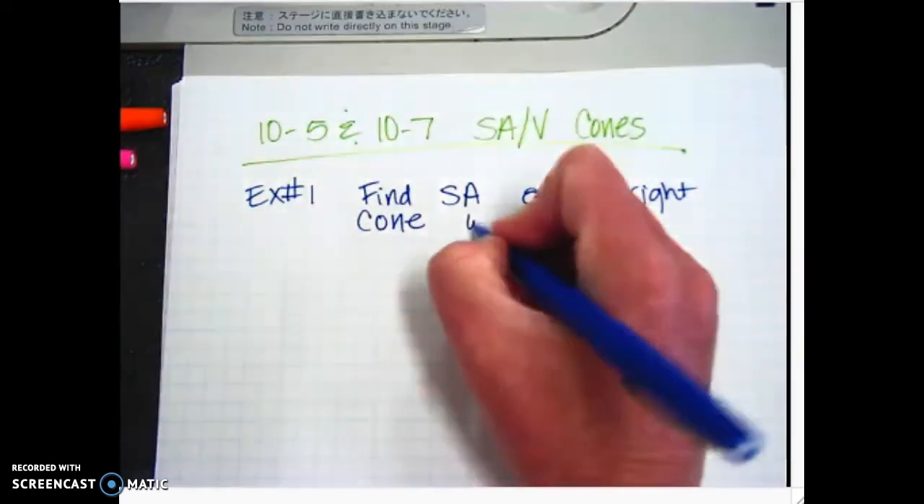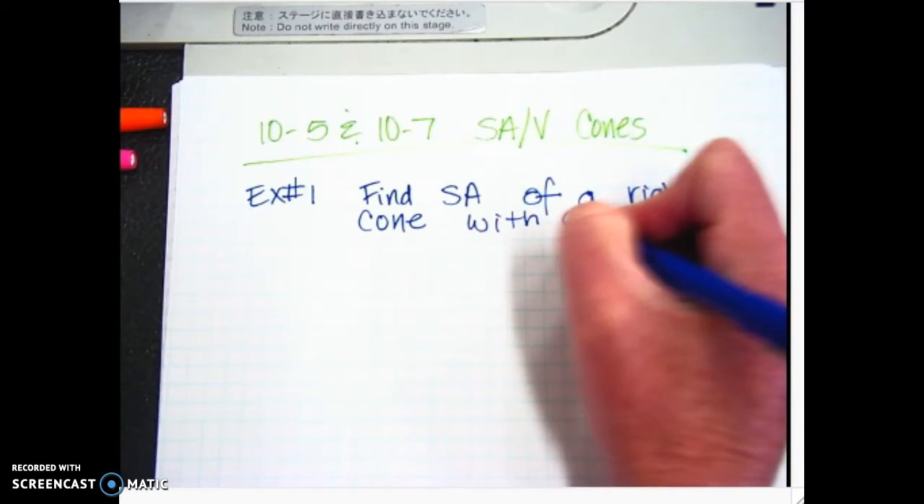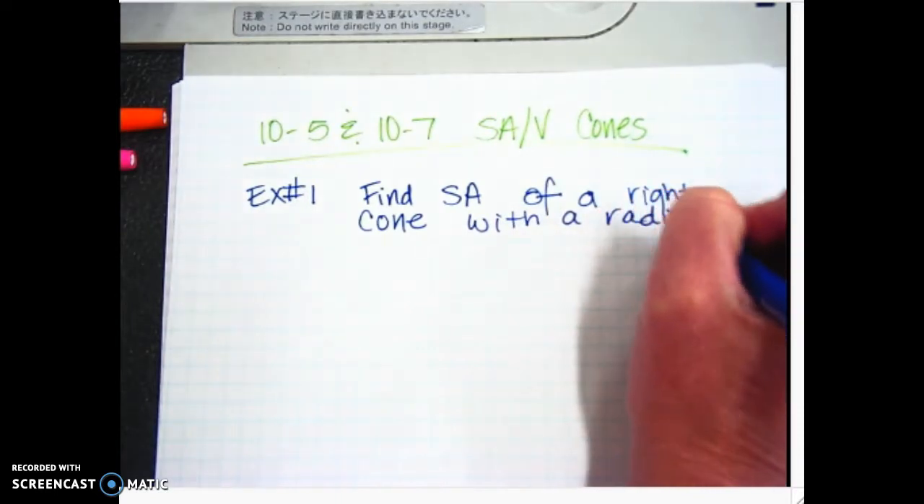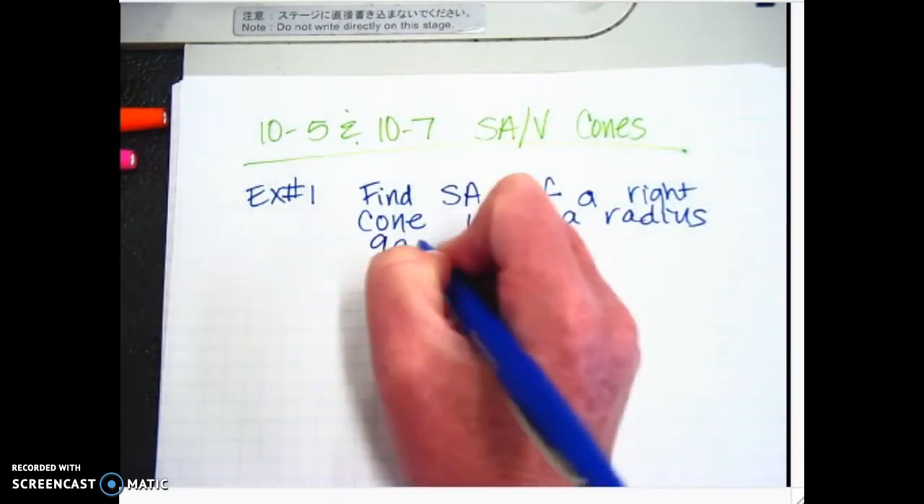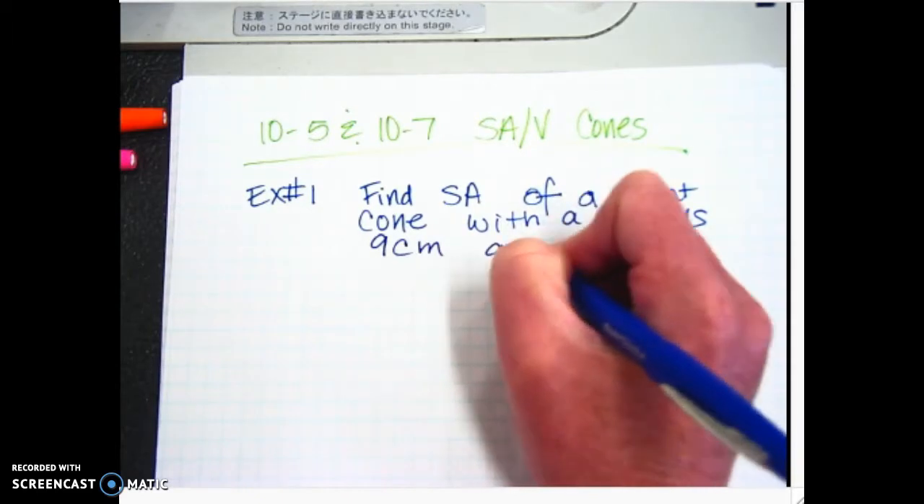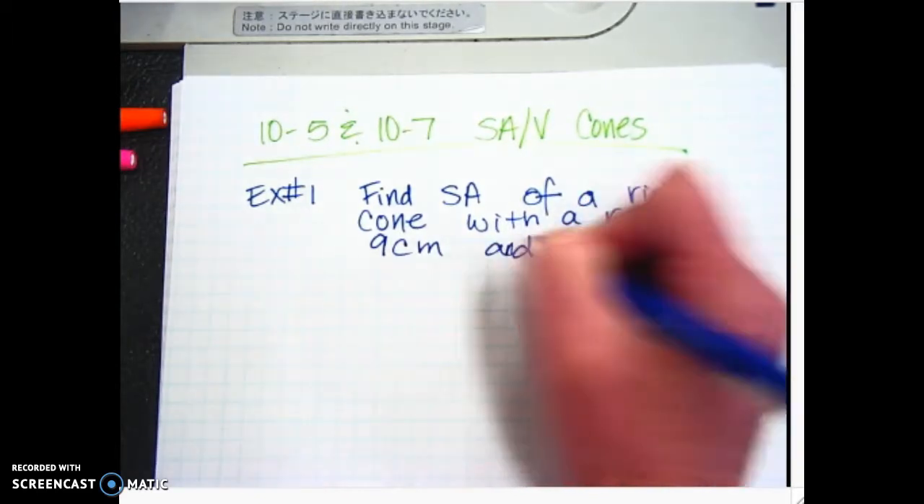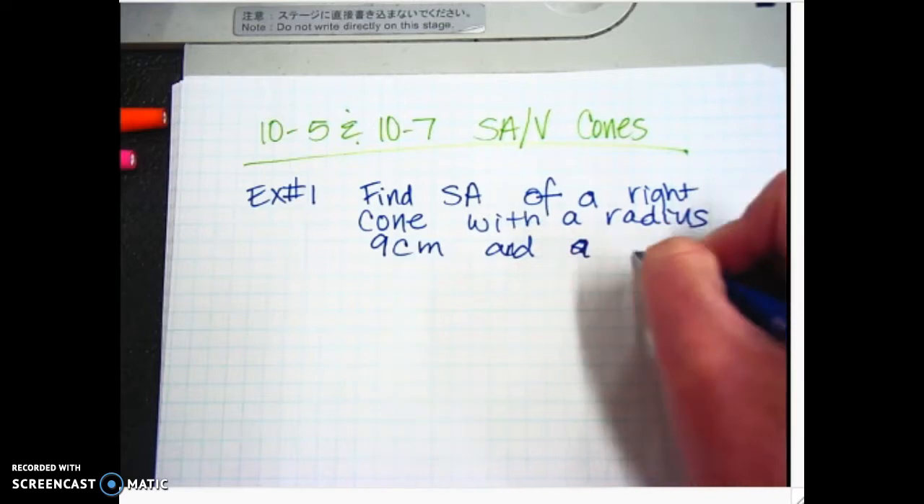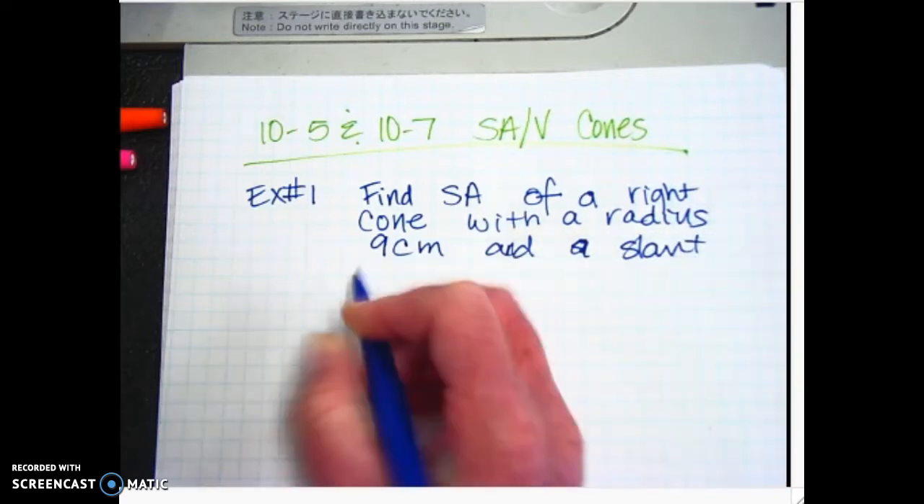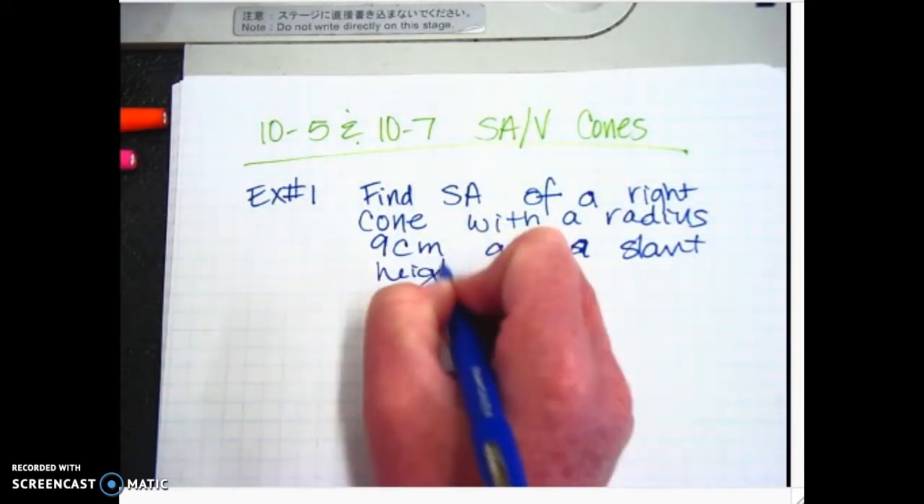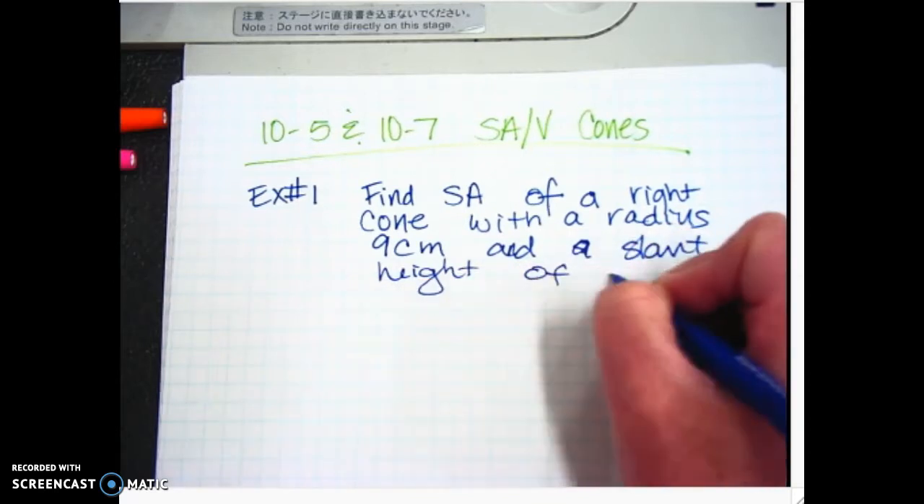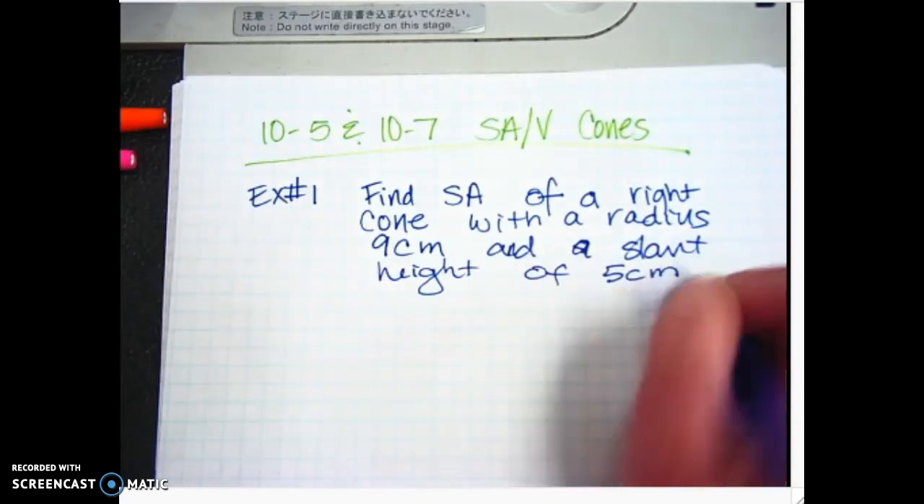that's going to have a radius of 9 centimeters and a slant height of 5 centimeters.